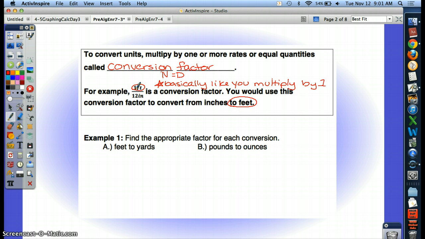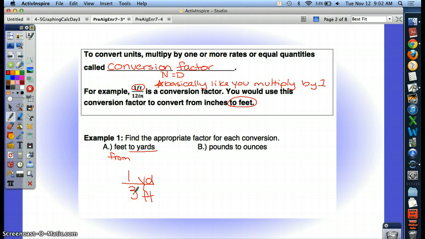So let's look at example 1. Find the appropriate factor for each conversion. If I want to convert from the feet to the yards, this is my from part, and I'm going to the yards, I want to end with yards, which means yards is going to be on top, okay? Whatever you're converting to, you want to end with, that goes on top. What am I converting it from? Well, the feet, that goes on the bottom. Now, all you have to fill in is how they're related. How many yards equals how many feet? Because remember, with a conversion factor, the top has to be equivalent to the bottom. So 1 yard equals 3 feet.